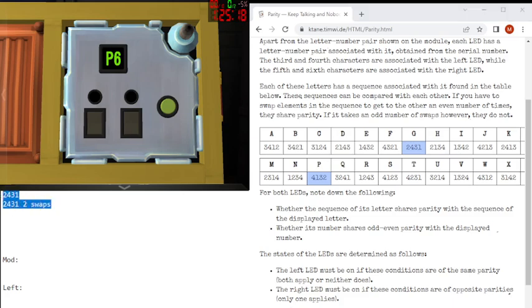And just to have a third one to compare to, let me look for one, since I'm seeing even ones all over the place. Let's look at B here, right? So B is 3421.